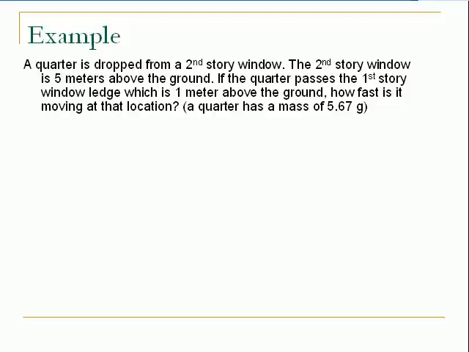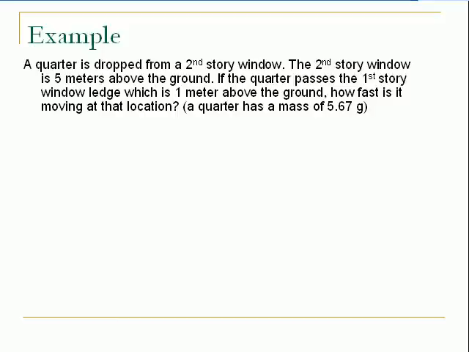So we've got a quarter that's dropped from a second-story window. The second-story window is 5 meters above the ground. If the quarter passes the first-story window ledge, which is 1 meter above the ground, how fast is it moving at that location? The quarter has a mass of 5.67 grams. Now, you have enough knowledge to use dynamics, so to use Newton's laws and motion equations to try to figure this out. But we're going to use energy instead.